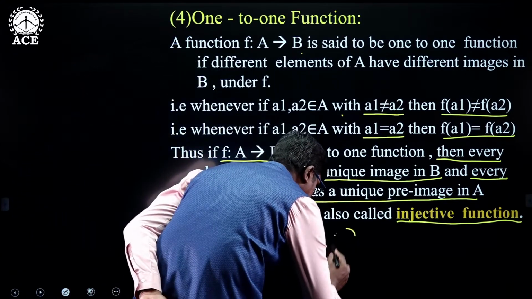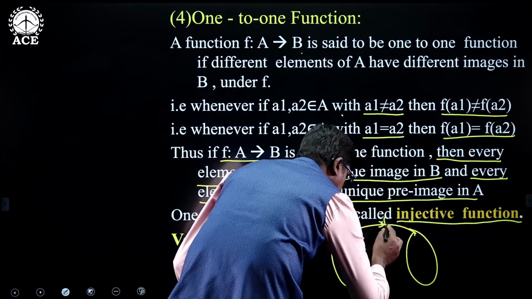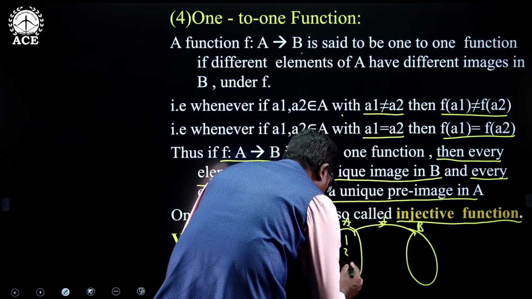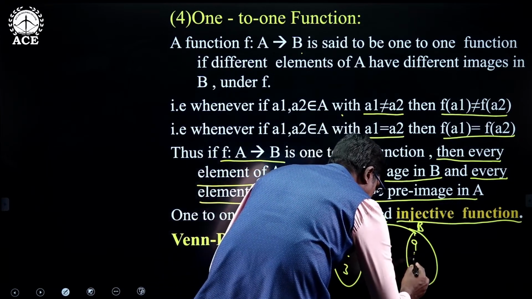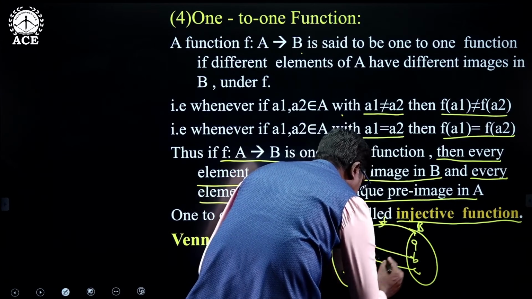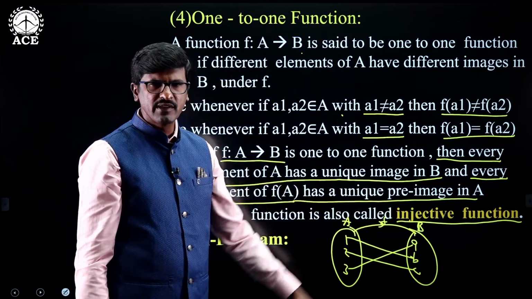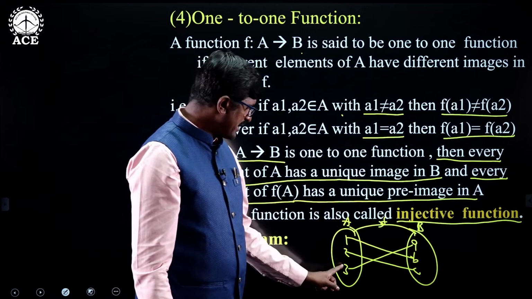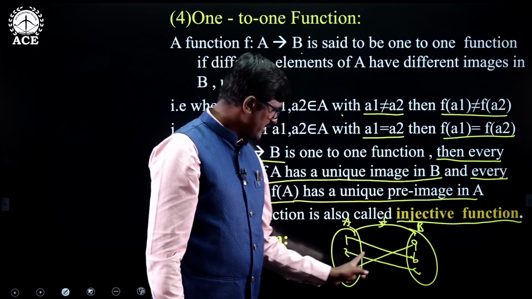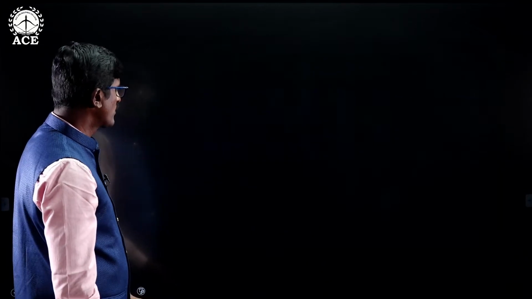If we take the Venn diagram for it, this is the mapping from A to B. This is A, this is B. 1, 2, 3, A, B, C. 1 is mapped to B, 2 is mapped to C, 3 is mapped to A. Now look, different elements are having different images. So for every element in set A, there is a unique image. For every element in f of A, there is a unique pre-image. Therefore, this is called a one-to-one function.